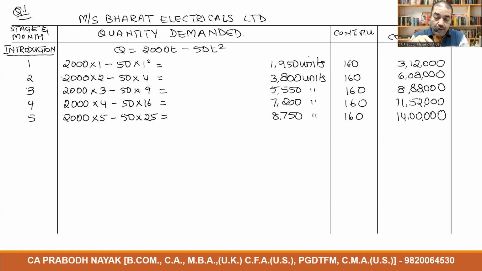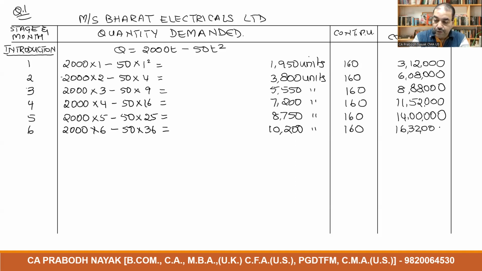Now, as of now, we are having 8,750. So before you write, calculate first and then write. Can we take the sixth one? 2,000 into 6 minus 50 into 36. So that comes to 10,200 units, 160, and 16,32,000.